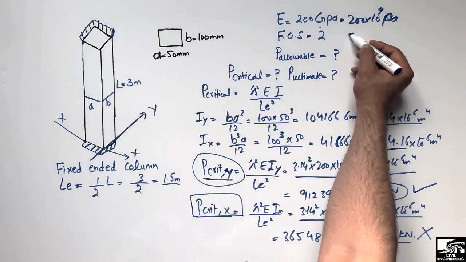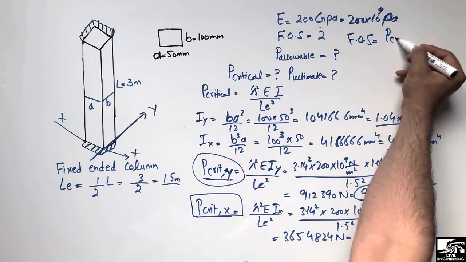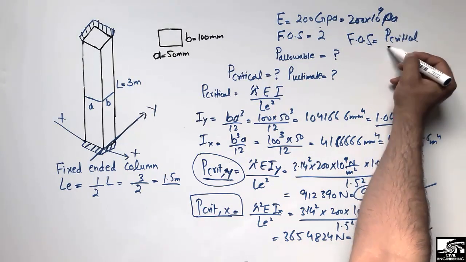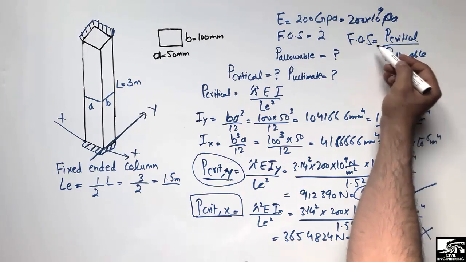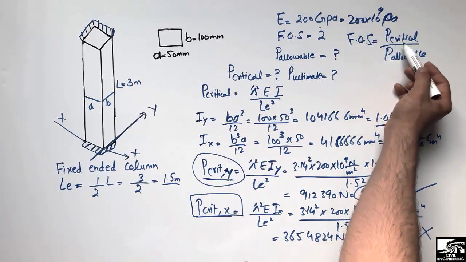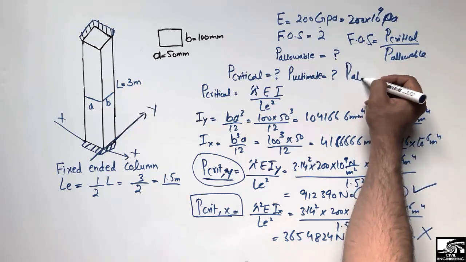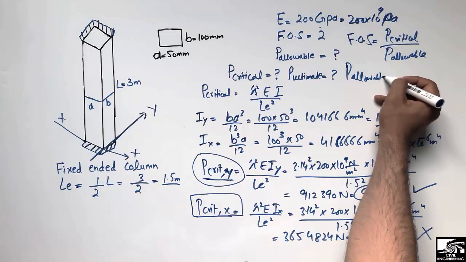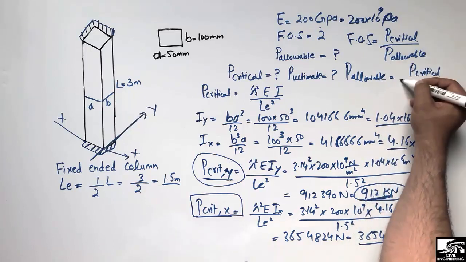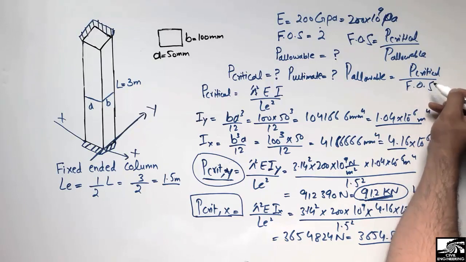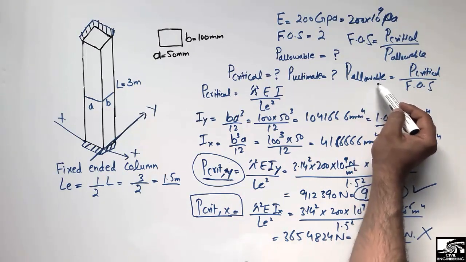As we also know, the factor of safety is equal to the P critical divided by the P allowable. This is the ratio for the factor of safety, the P critical divided by the P allowable. So we can find the P allowable easily: P critical divided by the factor of safety. We just move the factor of safety to the other side, so we find out the P allowable.